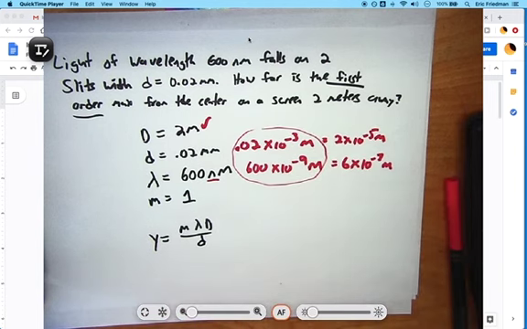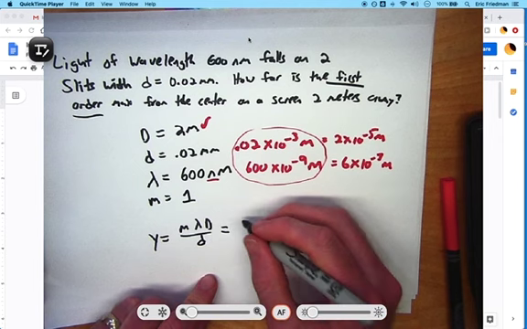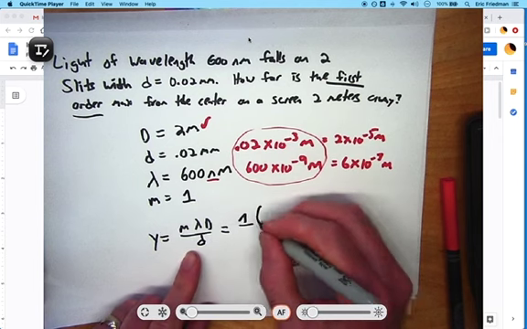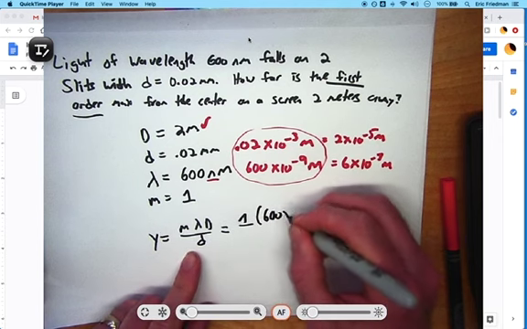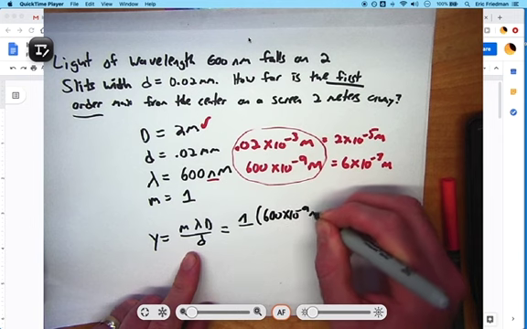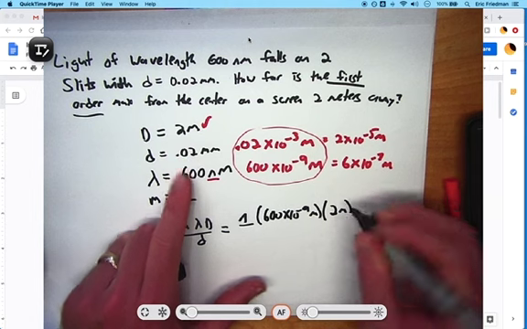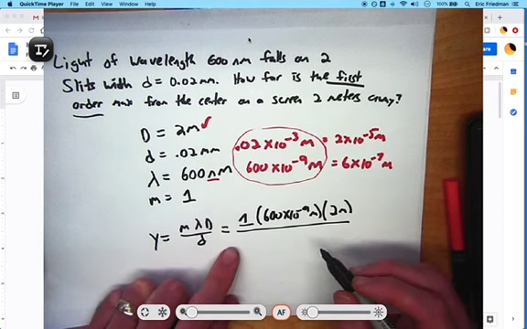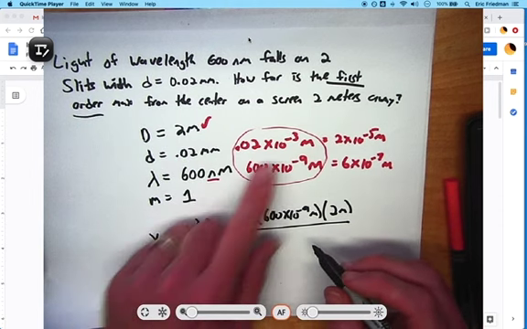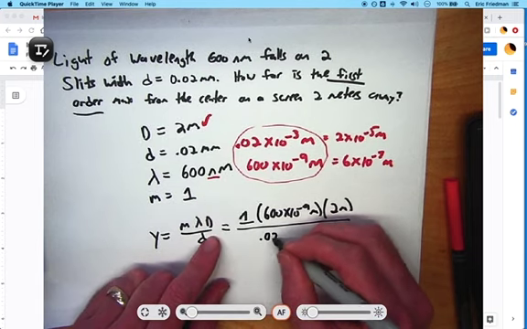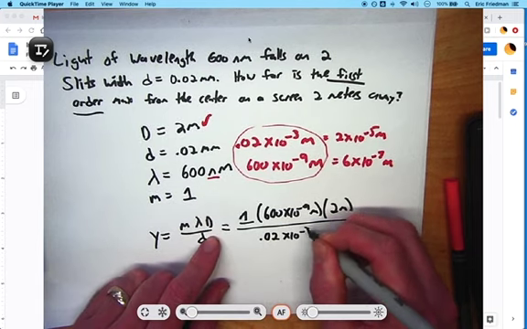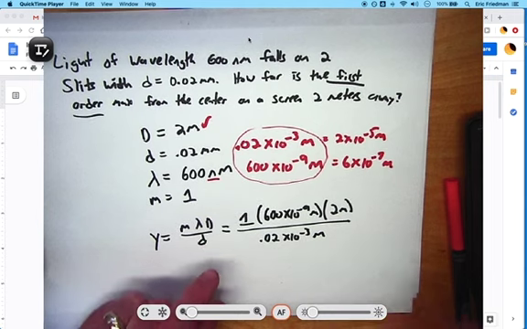So as far as figuring out this problem goes, we're going to have 1 for our m, and then 600 times 10 to the negative 9th meters, big D times 2 meters, divided by my little d, which is 0.02 times 10 to the minus 3 meters, and then we just have to work this out in a calculator.